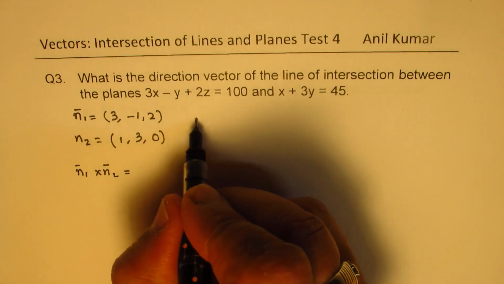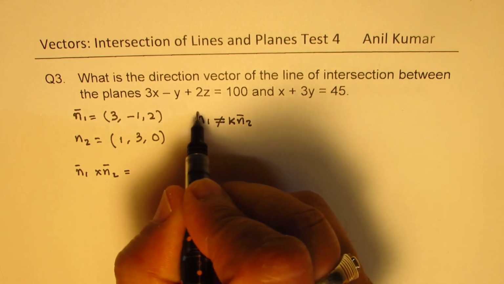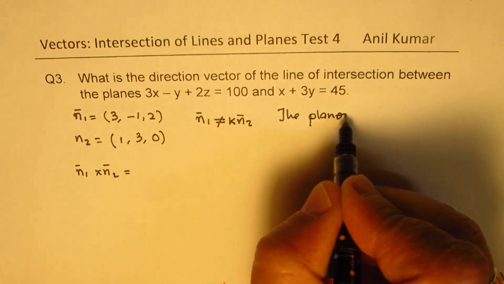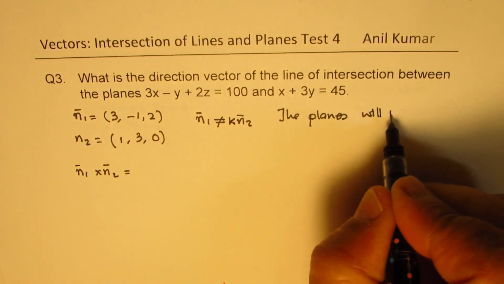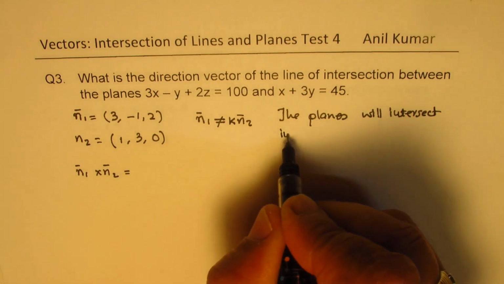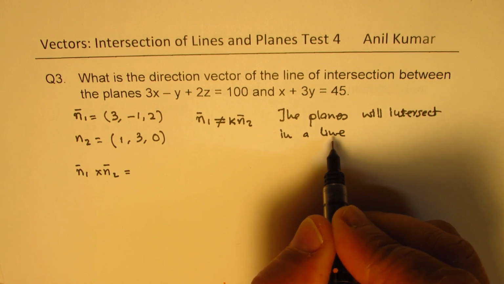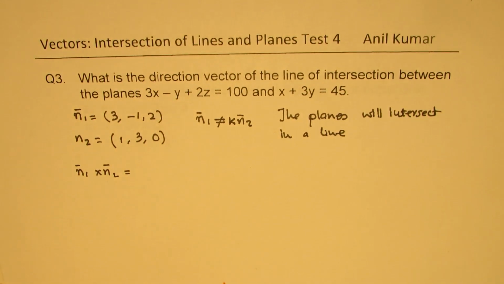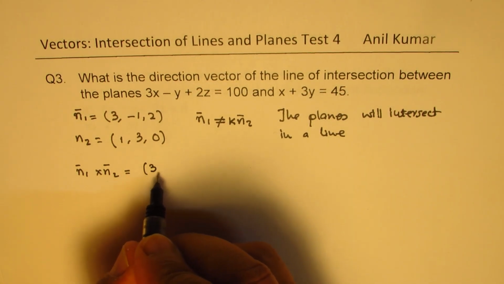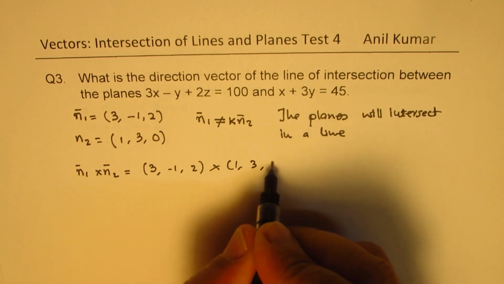You can see that n1 is not a scalar multiple of n2, right? That means the planes will intersect in a line, right? So the direction of this line will be perpendicular to the normals, correct? Okay, so to find the cross product, let's do 3, -1, 2 cross 1, 3, 0.